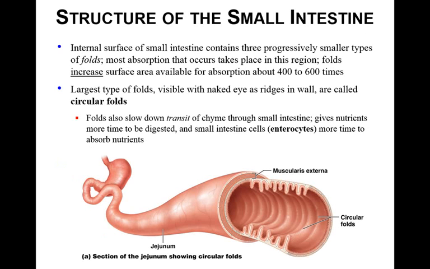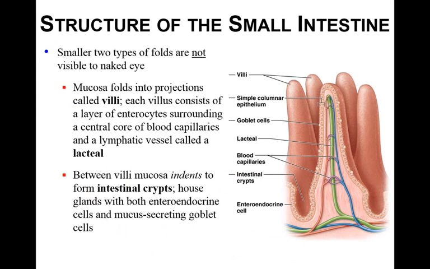So the internal structure has some folds. They get progressively smaller. Most absorption takes place here because the folds increase the surface area. The largest ones are actually visible without a microscope. They're called circular folds. Folds also slow down the transmission of chyme into the small intestine. It gives those nutrients more time to be digested and absorbed. The other 2 are not visible.